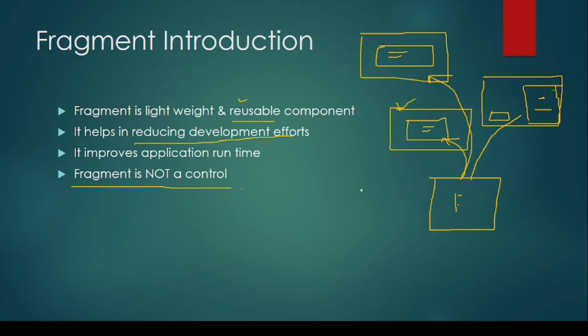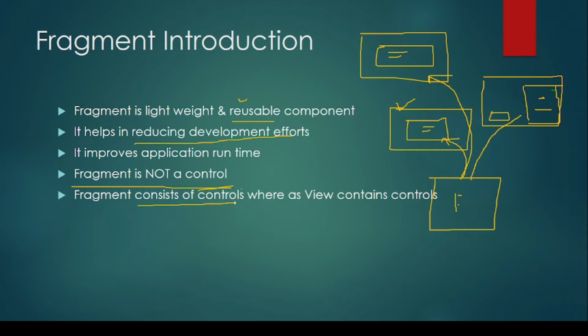Fragment is not a control, unlike a view, because whatever the fragment contains gets rendered. You have a view element or HTML element, but you will not be able to see the fragment as a div or span. It will not be rendered that way. That's why it's not a control, unlike a button or a text area. Fragment consists of controls, which is very important. The fragment itself doesn't have any existence once it's hooked to the view, and it just shows the controls, not the fragment.